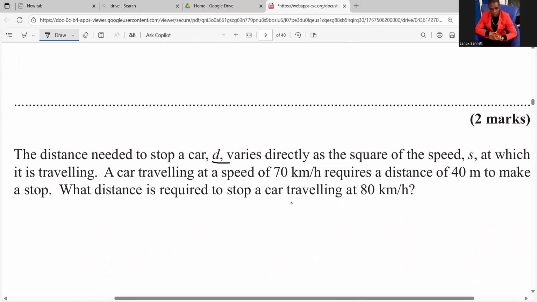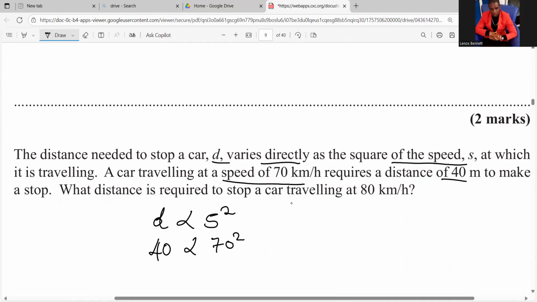All right. So D varies directly as the square of S. So I'm going to write that. D varies directly as the square of S. That's the first thing that they said. Now, this is a car traveling at a speed, so this means the speed is 70 squared, and of course D represents 40. But guys, you have to find some constant K. So it's something like this: you put your K right here. I will solve now for K.